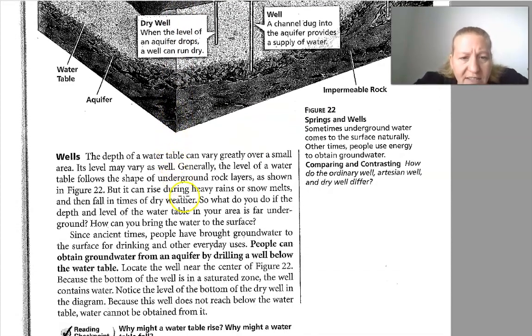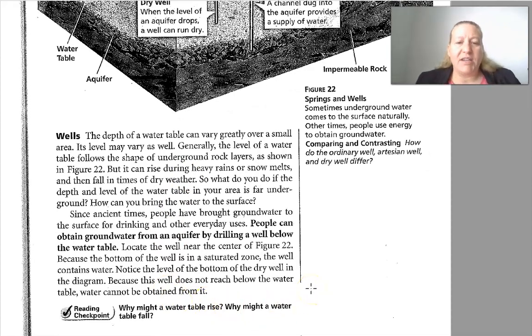Okay, wells. The depth above the water table can vary greatly over a small area. Its level may vary as well. Generally, the level of a water table follows the shape of underground rock layers, as shown in Figure 22, but it can rise during heavy rains or snow melts, and then fall in times of dry weather. So what do you do if the depth and level of the water table in your area is far underground? You can bring the water to the surface.